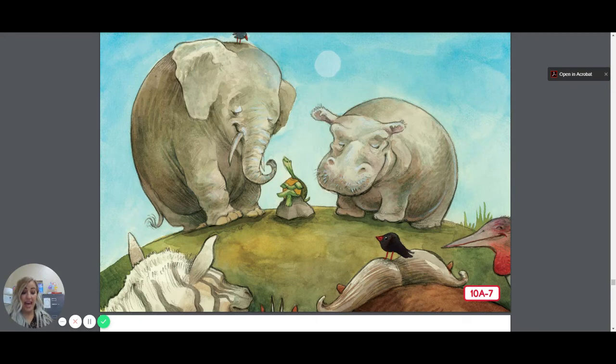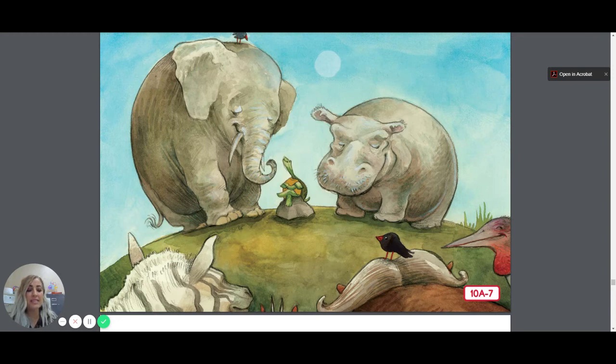If you said elephant, turtle, and hippo, you are right. What is the setting of the story? Where does it take place? Pause the video and tell somebody you're sitting by. If you said the setting is the jungle or somewhere where the animals live in the desert, you are right.